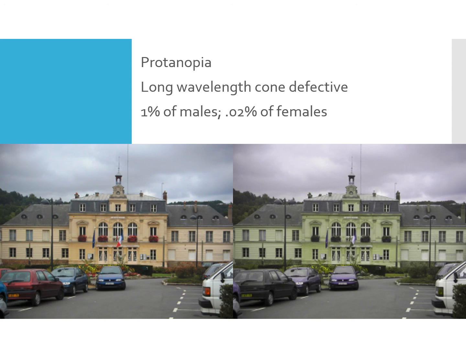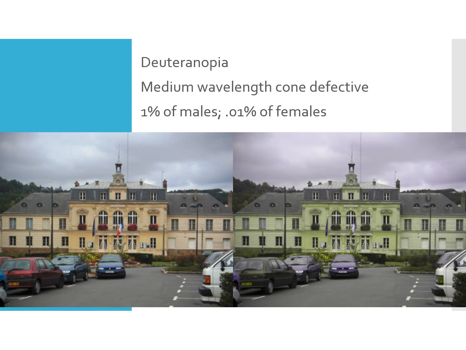But I'm going to start with protanopia, where the long wavelength cone is defective or absent. This happens in about 1% of males, about 0.02% of females, and you can see that they're missing the range. They're not really getting the differences between the reds, yellows, and greens, those in the medium to longer wavelengths. Deuteranopia is when the medium wavelength cone is either defective or absent. This is in about 1% of males, about 0.01% of females.